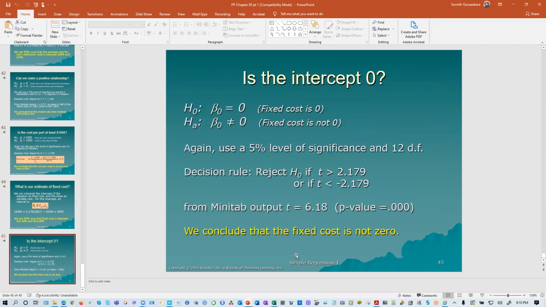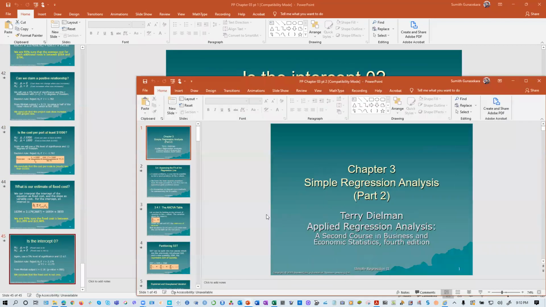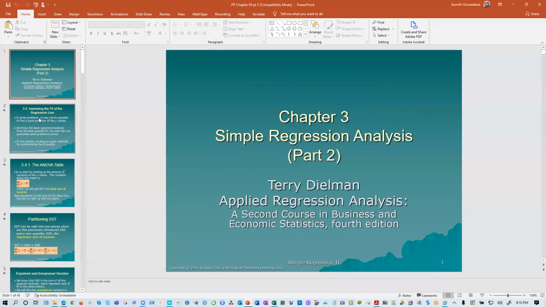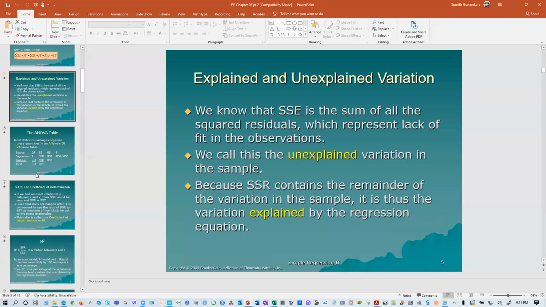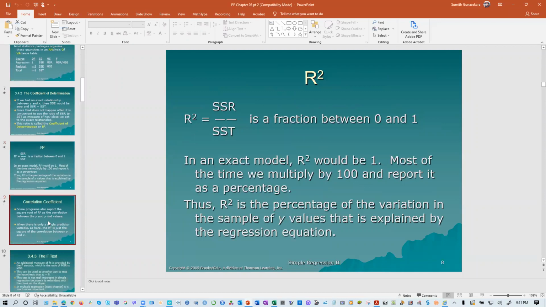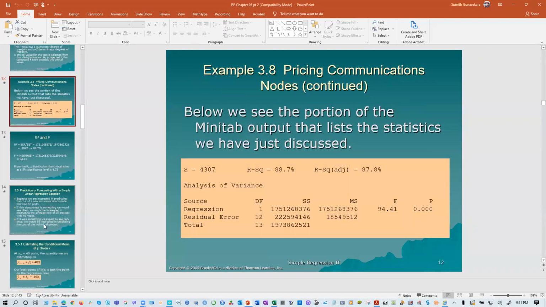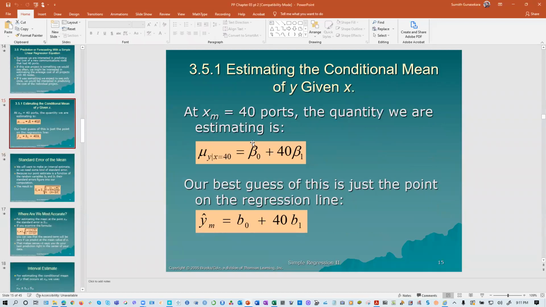Not this one. Let's go to the next one. Second slide, part 2. Here, keep going. Google the ANOVA table. We're talking about the ANOVA table. This one. And we are here. Now, for a given x, we are really interested in the average, the expected value of the average.